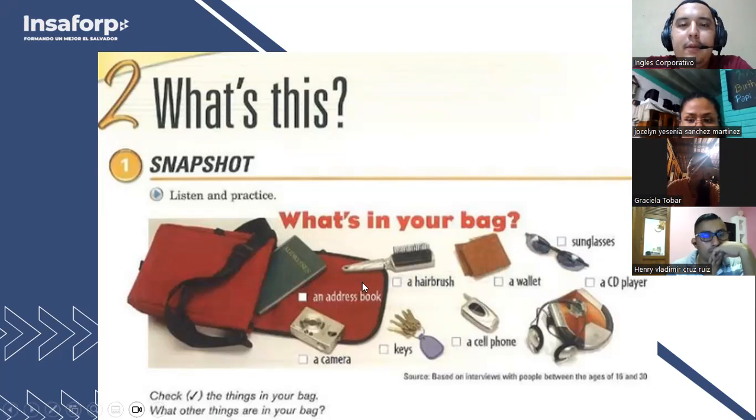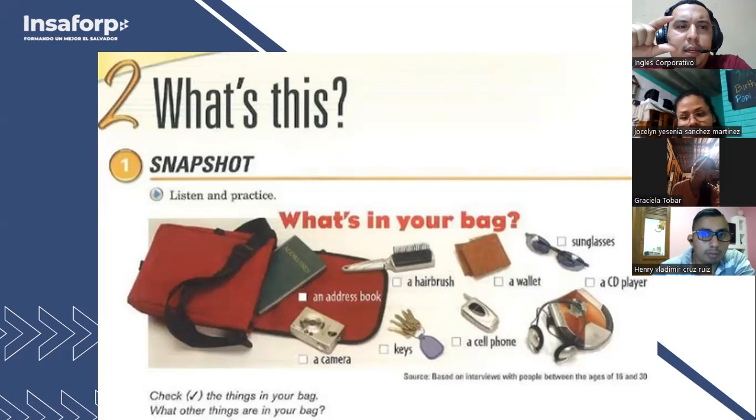And we have here another subtopic. What's in your bag? What is in the bag? I think it is kind of weird that a man carries all of these things. Camera, we don't buy cameras anymore because everybody uses the camera of their cell phone, right? In the case of the hairbrush, I think ladies are the ones that most carry this in their bags, because in the case of men, it is weird that a guy always carries a hairbrush.